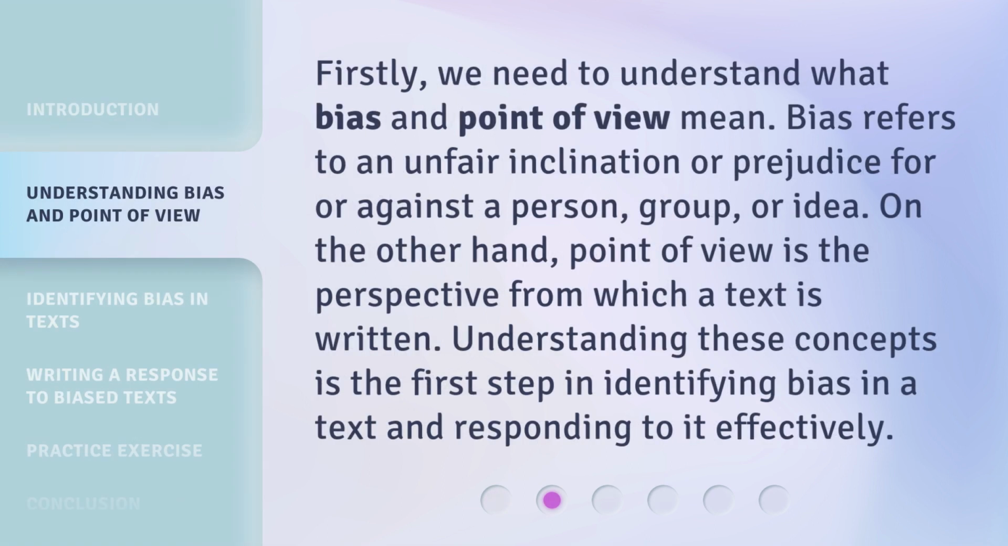Firstly, we need to understand what bias and point of view mean. Bias refers to an unfair inclination or prejudice for or against a person, group, or idea. On the other hand, point of view is the perspective from which a text is written. Understanding these concepts is the first step in identifying bias in a text and responding to it effectively.